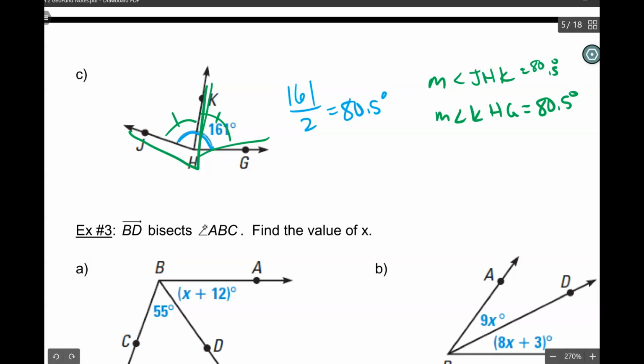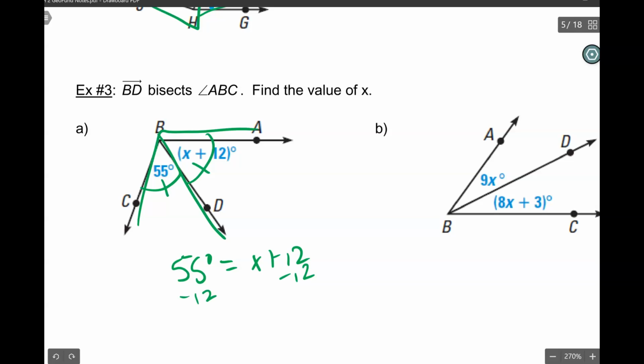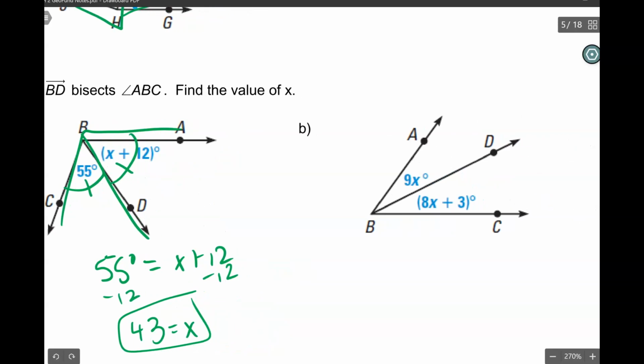All right, now we're going to throw in some curveballs. So have some algebra review inside our actual math. So BD bisects this angle ABC. So BD is this guy right here. It's bisecting this overall angle. So wait, that means that this angle is congruent to this angle over here. So I can set 55 degrees equal to x plus 12. Subtract 12 on both sides, and we get 43 is equal to x. Because those two angle measures have to be congruent.